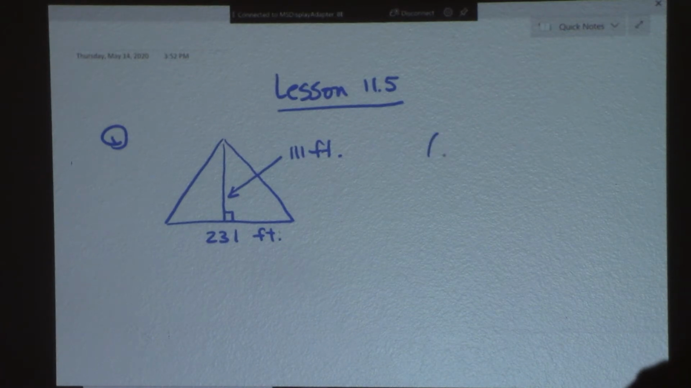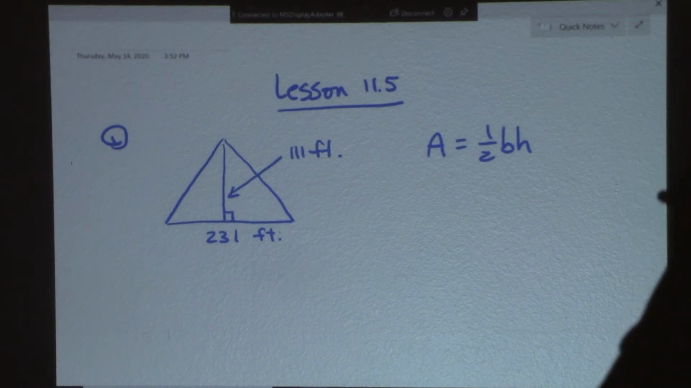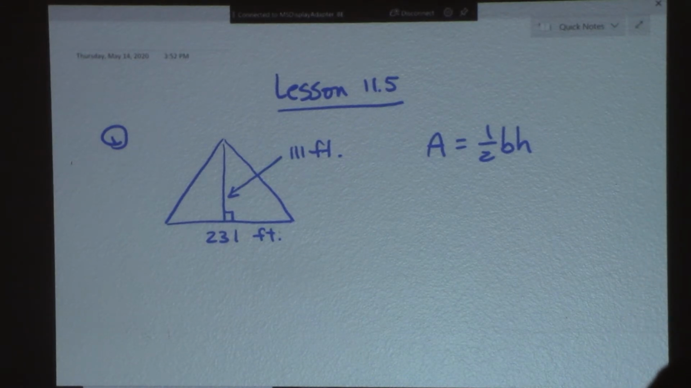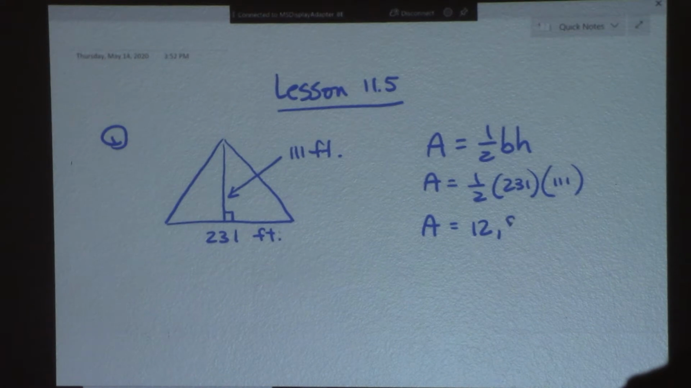So our area formula for a triangle is 1/2 base times height. Whatever you have for the base and the height, you multiply it by 1/2 for a triangle. So with knowing that, I'm going to put the numbers in that I have. I have 1/2, and the base is 231, and the height is 111. And when I figure that out, I get 12,820.5 feet squared.